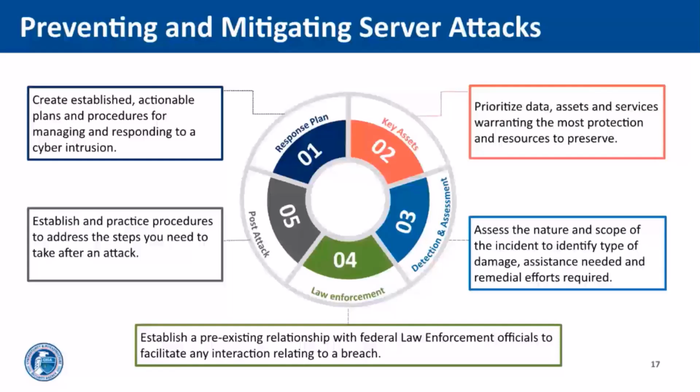Once you get to that point, in some cases, depending on how you operate, you want to engage with law enforcement before an attack. Having a pre-existing relationship with federal law enforcement officials can help facilitate any interaction relating to a breach. It will also help establish a trusted relationship that cultivates bi-directional information sharing that is beneficial to both the organization and law enforcement. And then lastly, you want to have a post-attack plan of action.